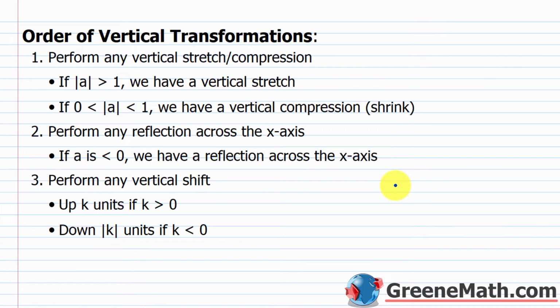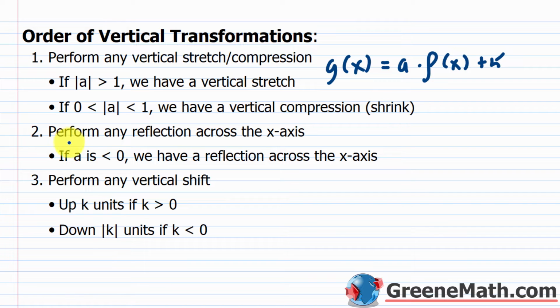All right, so just to go through the order of vertical transformations, let's say you had something like g of x is equal to a times f of x, and then plus some k. Well, your a here, again, that's going to be your vertical stretch or compression, along with any reflection across the x-axis if that's negative. So I have the order listed to where a is done first. So basically you could perform any vertical stretch or compression. If the absolute value of a is greater than 1, we have a vertical stretch. If the absolute value of a is greater than 0 and less than 1, we have a vertical compression. Again, some people use the term shrink.